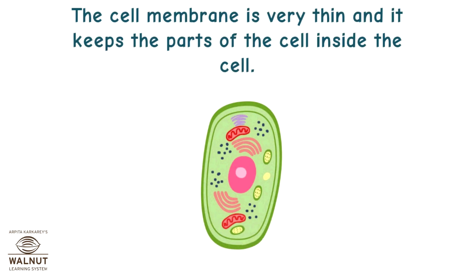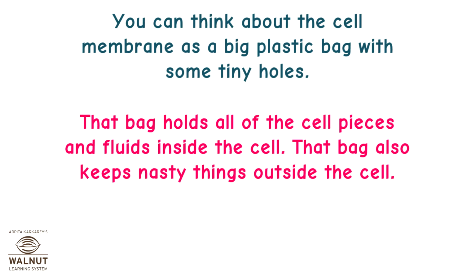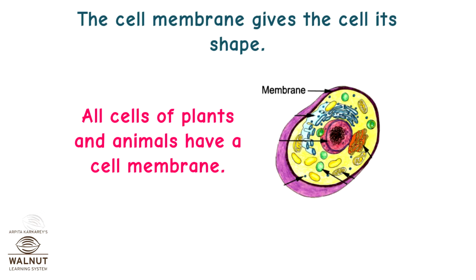The cell membrane is very thin and it keeps the parts of the cell inside the cell. You can think about the cell membrane as a big plastic bag with some tiny holes. That bag holds all of the cell pieces and fluids inside the cell. That bag also keeps nasty things outside the cell. The cell membrane gives the cell its shape. All cells of plants and animals have a cell membrane.